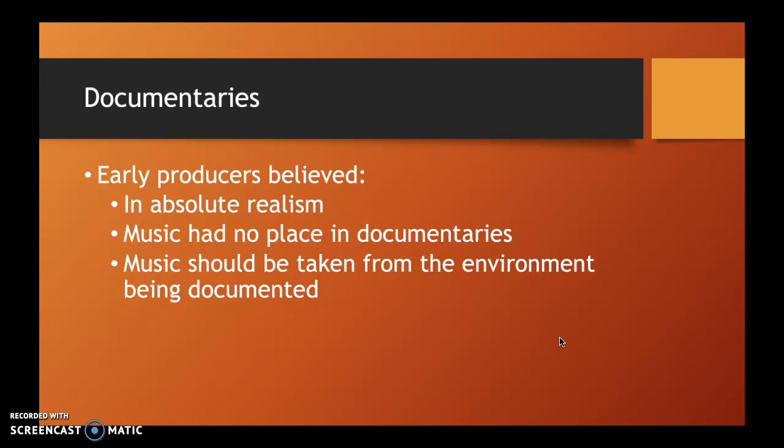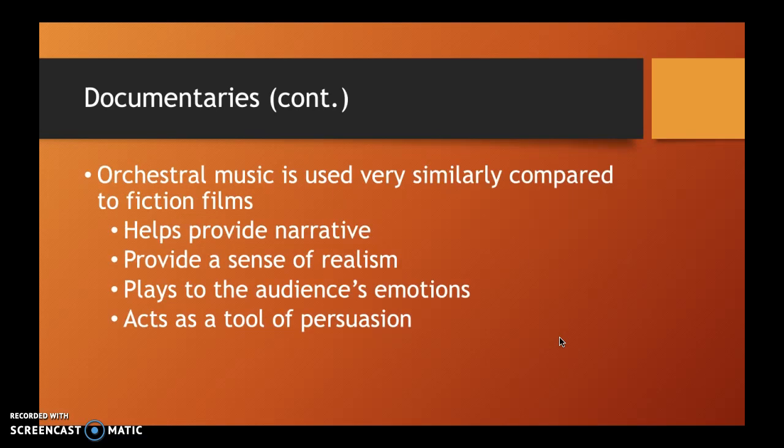So if you were documenting a bar, or a scene from a nightclub or something like that, you would only have the music that was in that nightclub be in that documentary. This actually changed over time. Now orchestral music is used very similarly compared to fiction films. It helps provide a narrative, it helps provide a sense of realism, it plays to the audience's emotions, and therefore acts as a really good tool of persuasion.